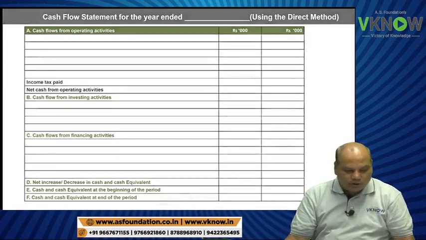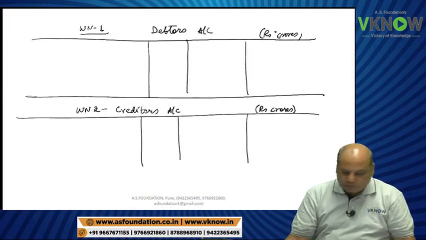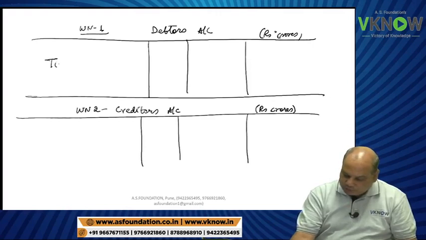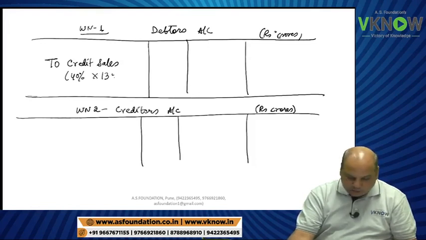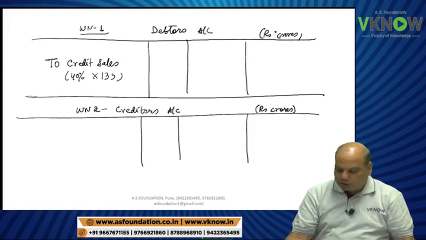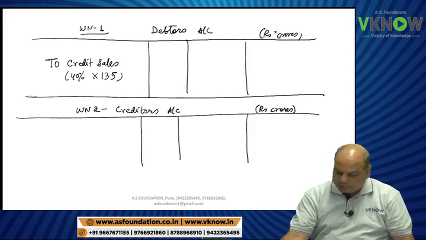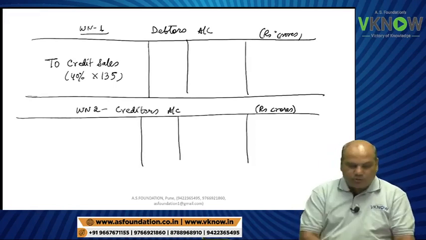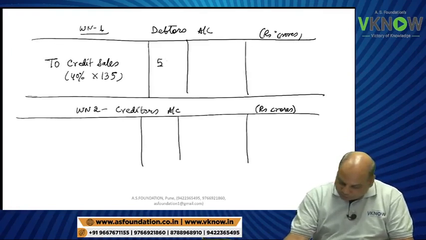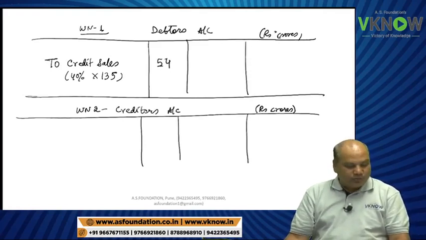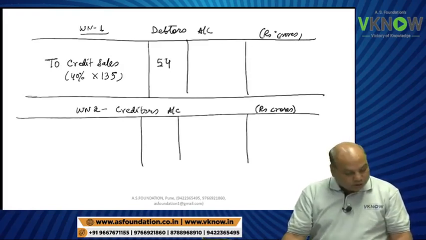And what about the remaining? The remaining is credit sale. Debtor account debit side to credit sale, 40% of 135. How much is that? 40% of 135 is 54. Continue.